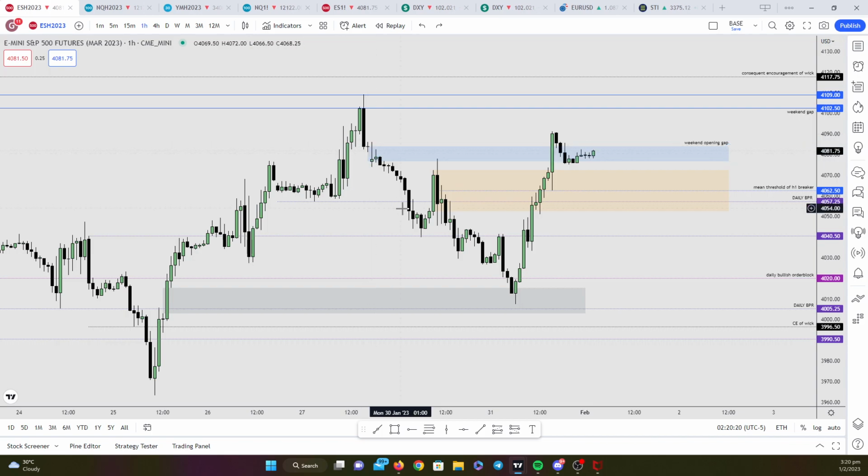All right, so right now I would like to see if price can stay above this breaker right here, right? This up close candle is the breaker. Okay, and I have annotated down the mean threshold of the breaker as well.